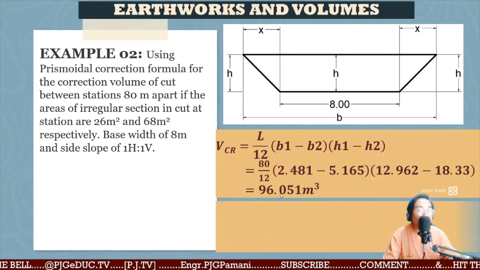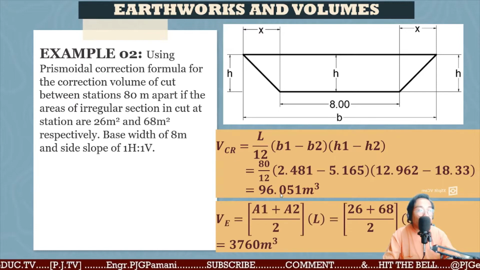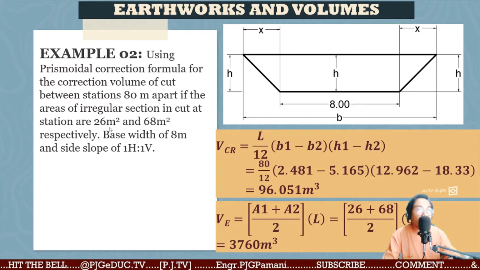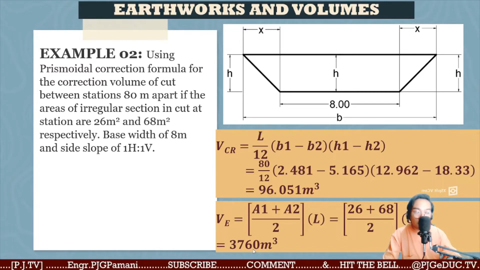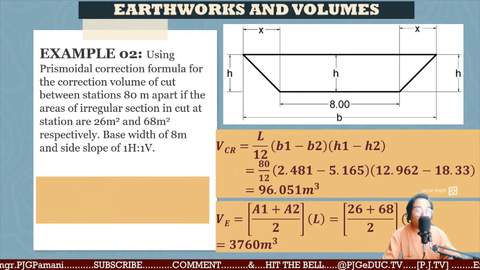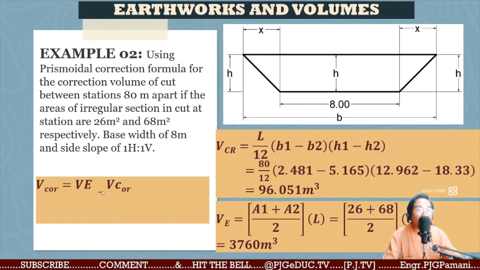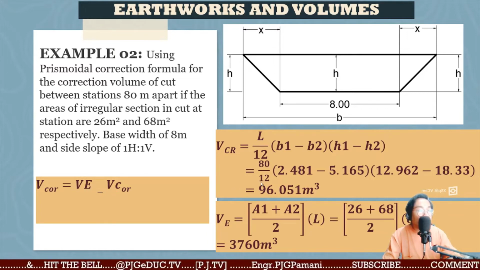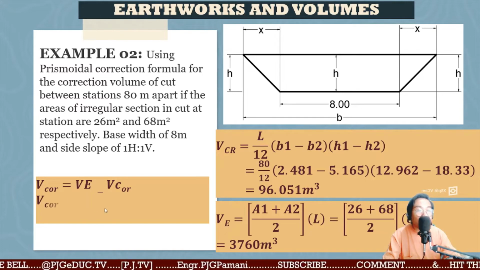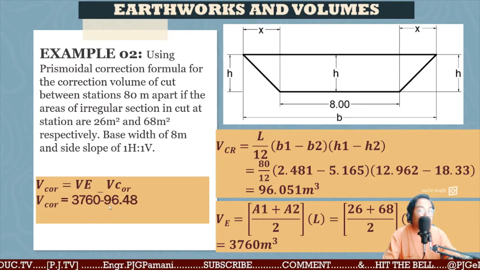The volume correction needed is 96.051 cubic meters. The original volume is based on the average of section 1 and section 2. So using the average end area method, 26 plus 68 over 2 times 80 gives us the original volume of 3,760 cubic meters. Then subtract our correction needed: original volume minus the volume correction, 96.